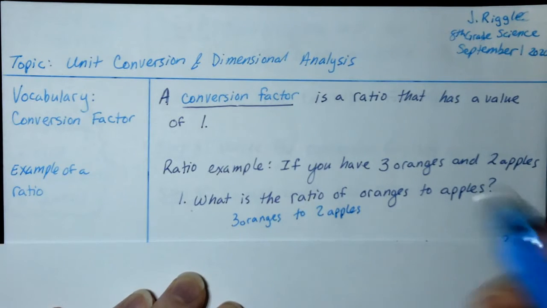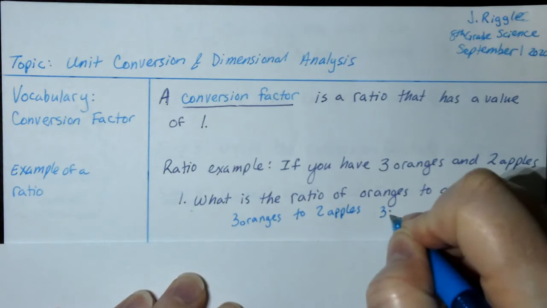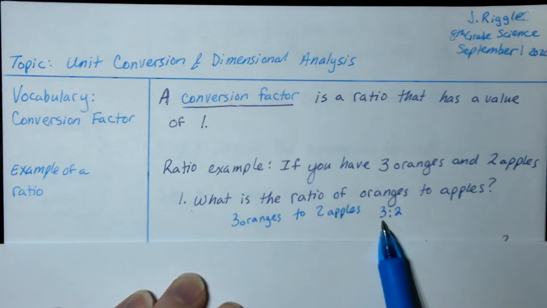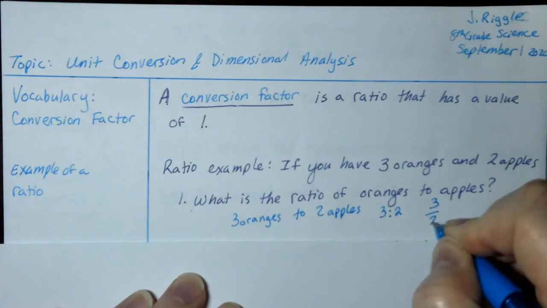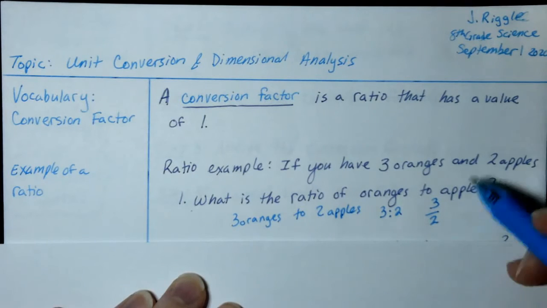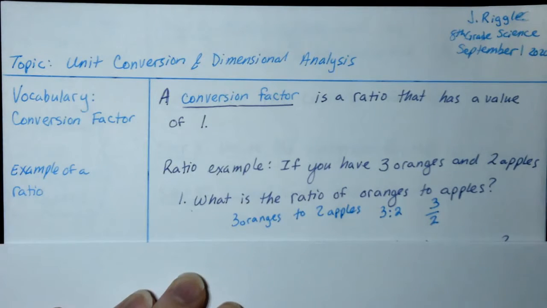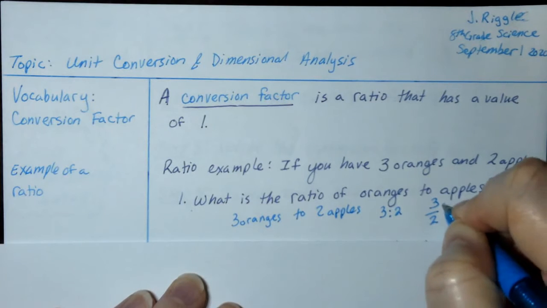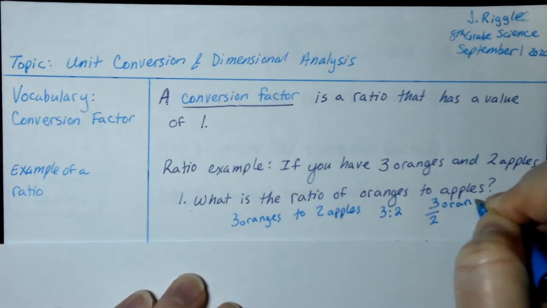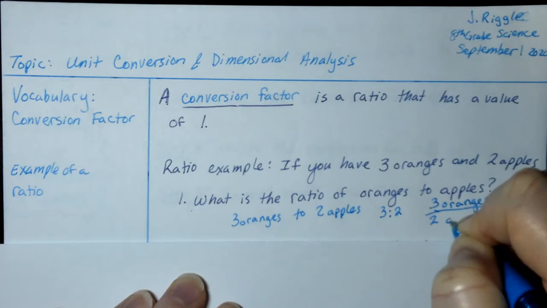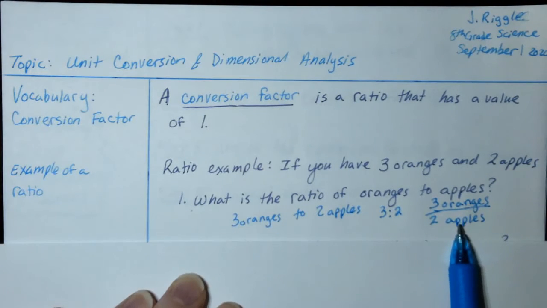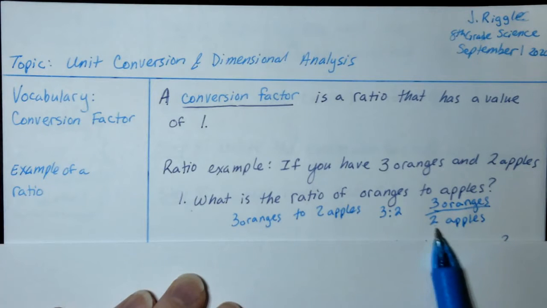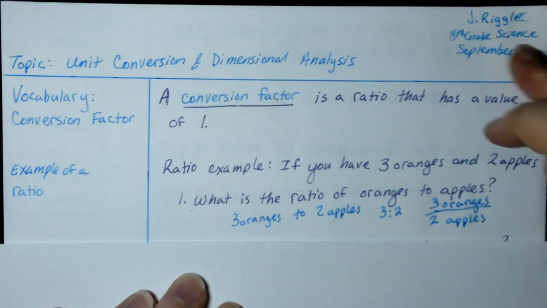There's 2 more ways I can write this. I can write it with that colon. I can do 3 colon 2, 3 oranges to 2 apples, or I can write it as a fraction, 3 oranges for 2 apples. So in math class, we would probably just write it as numbers. This is science, so I'm going to put my units. My units are oranges and apples. They're units because they're how I'm measuring what I have. I'm measuring how many fruits I have. I have 2 apples and 3 oranges.